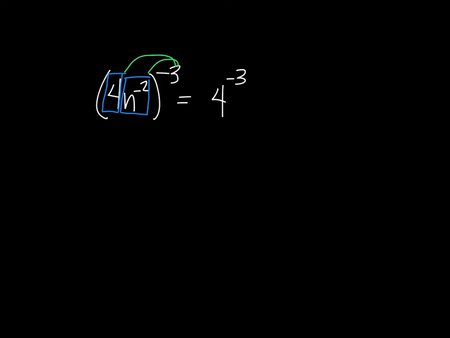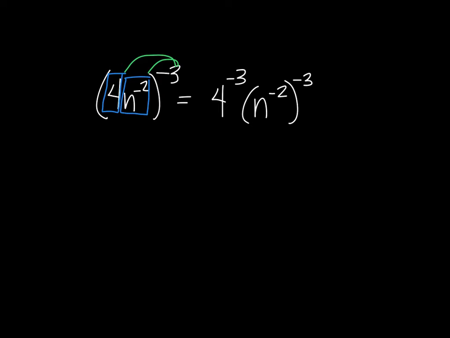Now, what about more complicated stuff? So here, what if I had this? I have 4n to the negative 2, all to the negative 3. So this one, what's going on is I have two things being multiplied, and sometimes people don't see this as two things, so I want to make sure you do. This 4 is being multiplied times the n to the negative 2. So that means that negative 3 goes to both of them. All right, so now I have 4 to the negative 3, and I have n to the negative 2 to the negative 3.